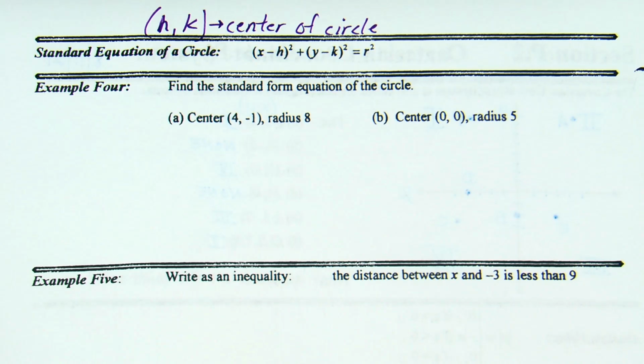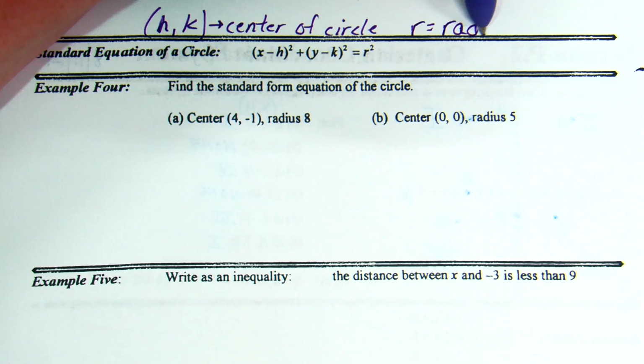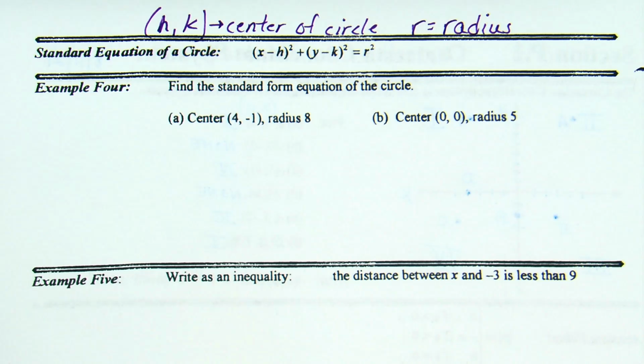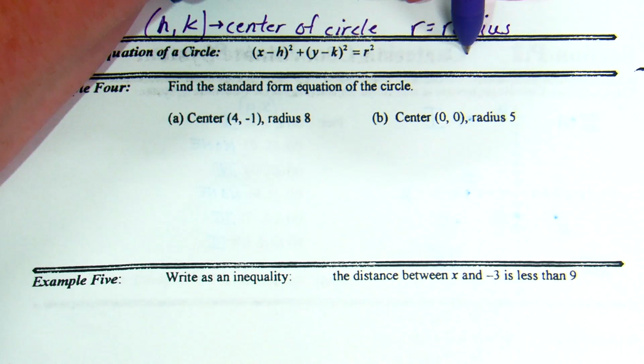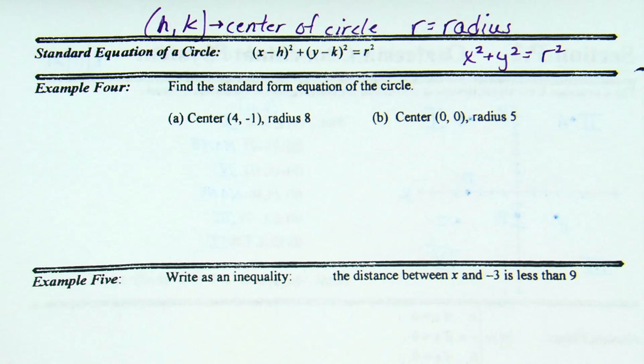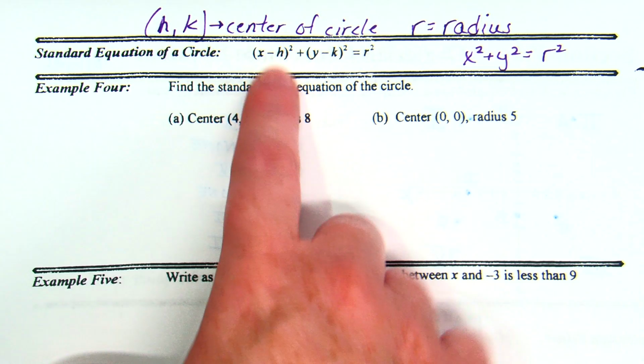And then r, what's r stand for in a circle? Yeah, r is the radius. Those are the pieces you need to know. For example, a circle centered at the origin would look something like that. So the basic equation of a circle is x^2 + y^2 = r^2. That's just a circle centered at (0, 0). It doesn't move left or right, it doesn't move up or down. You put the h and k in there, and that tells you how far you move your circle left or right, up or down.